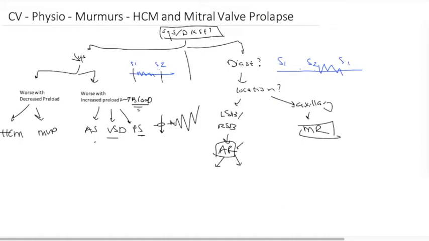But then these are really unique, and that's why I'm talking about hypertrophic cardiomyopathy and mitral valve prolapse. These are very unique in that when you have increased blood, they actually get better. You have less sound, and that's what we're going to be talking about.